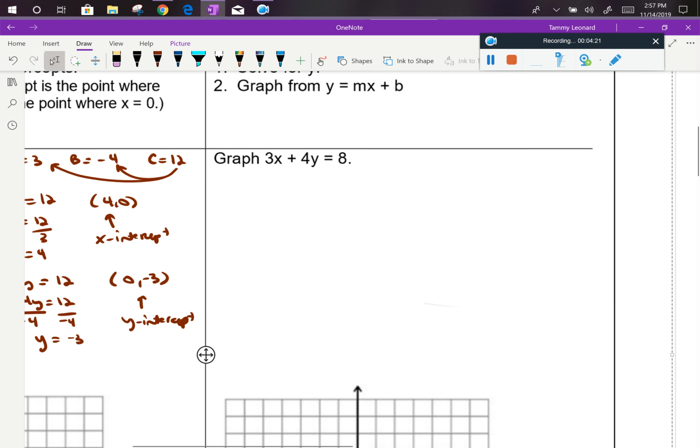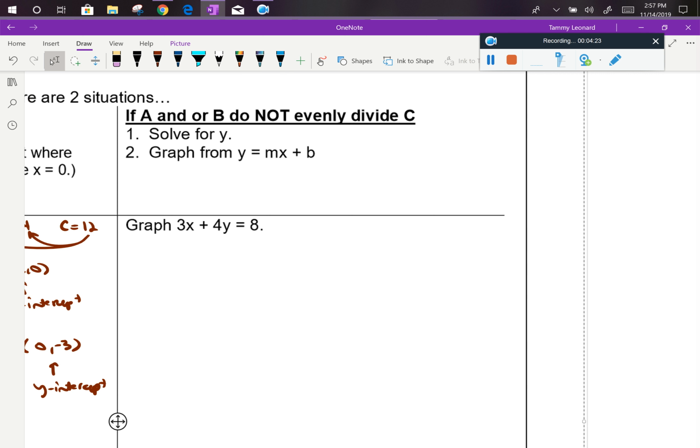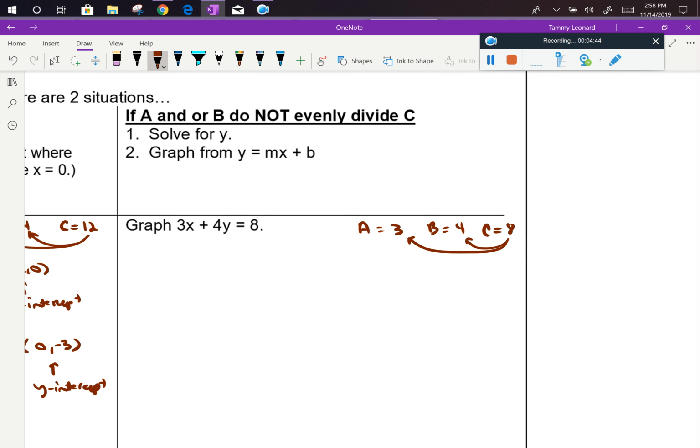All right, not all problems work out quite so easily. The second situation I might have is like this next one. Graph 3x plus 4y equals 8. So a is 3 and b is 4, which sounds really familiar. It's almost the same as the last problem, but this time c is 8. And notice, although c is divisible by 4, it's not divisible by 3. So I can't use that handy little method that we just used on the left. Instead, I have to use the method of solving for y to get it into y equals mx plus b form, and then graph the same way we graphed when we were in y equals mx plus b.